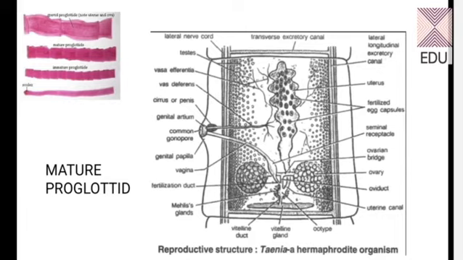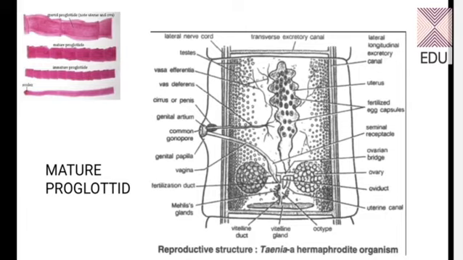When the egg capsules pass from the ootype into the uterus, the secretion of Mehlis' gland helps lubricate the path, so it helps in the easy passage of these egg capsules into the uterus. So that was the physiology of reproduction, the formation of the zygote or fertilization, and this is the mechanism of formation of the egg capsules in the mature hermaphrodite proglottid.